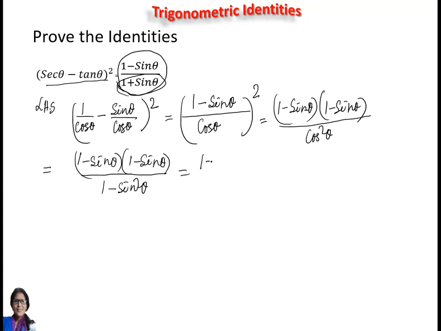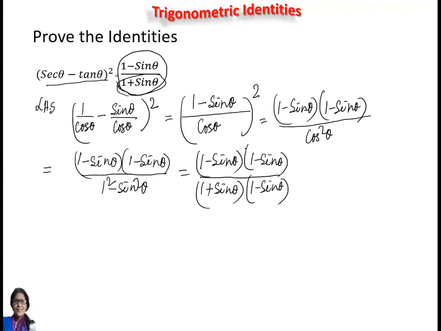I hope you are understanding what the next step will be. Next step I'll put the algebraic identity. 1 minus sin square theta means 1 square minus sin square theta. I'll write 1 plus sin theta into 1 minus sin theta. What will be cancelled here? These two will be cancelled. What will the answer be? 1 minus sin theta upon 1 plus sin theta. Is it the RHS? Yes. So hence proved.